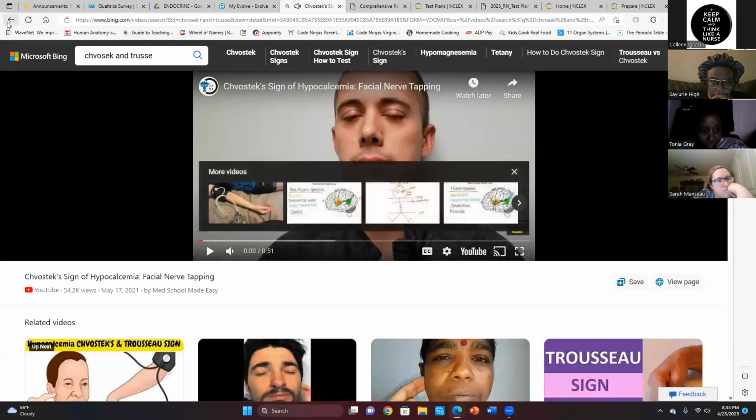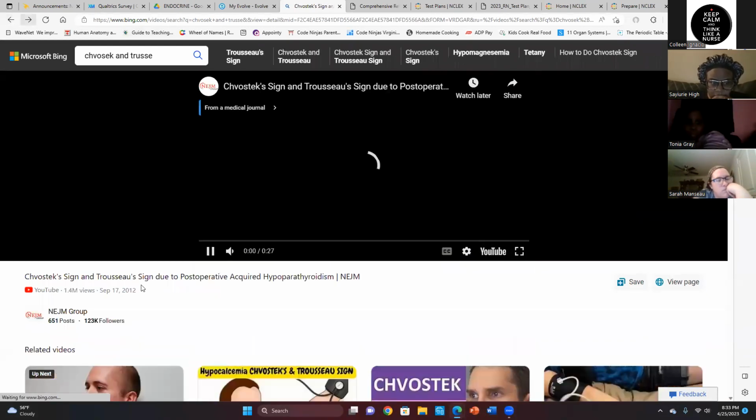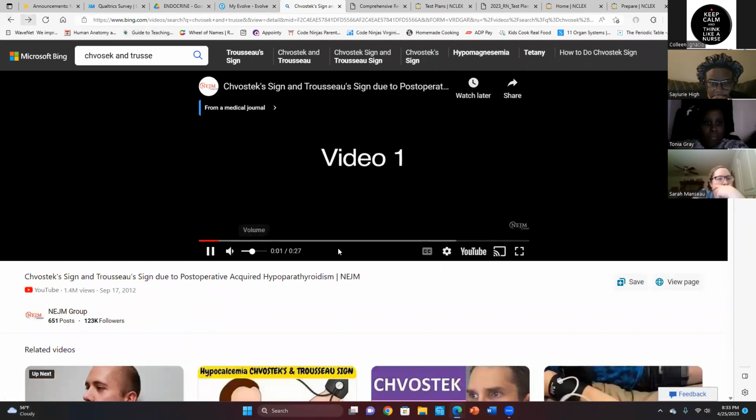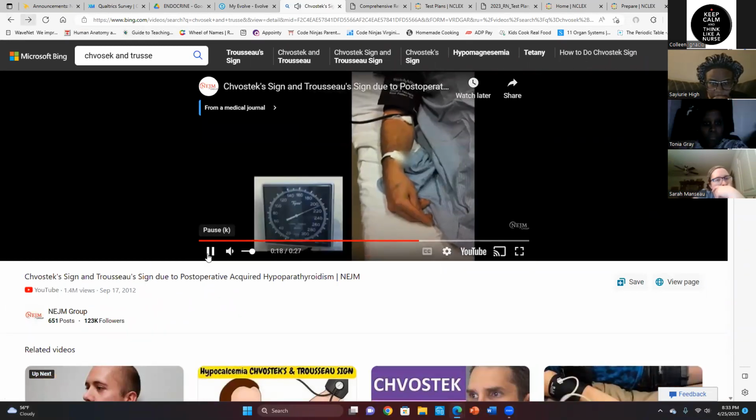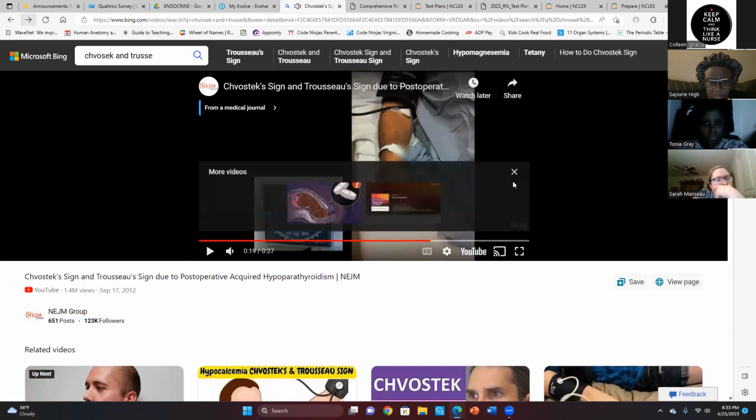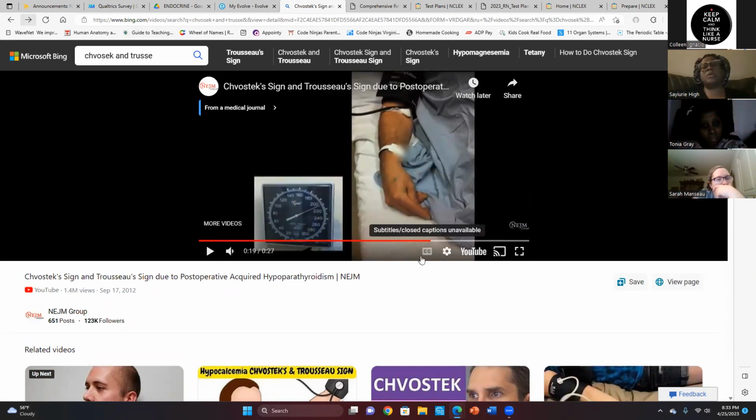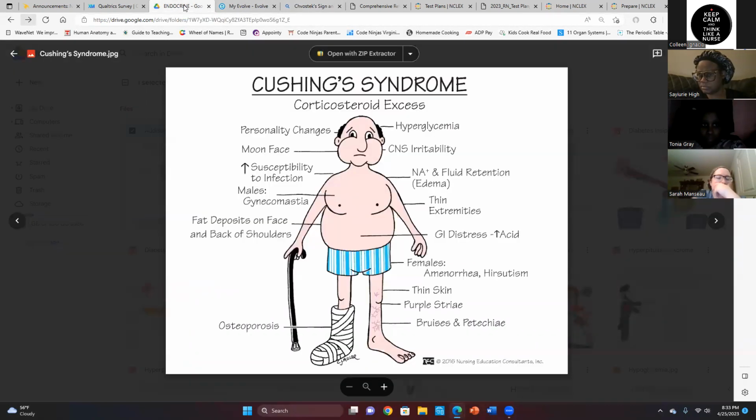And so he's going to do the same thing, but I like that video because it shows both of them. With the Trousseau sign, the blood pressure cuff is going to start to be inflated and the hand is going to involuntarily contract. The patient is not doing that on his or her own. The hand is automatically doing that, and that is a positive sign for hypocalcemia, okay?